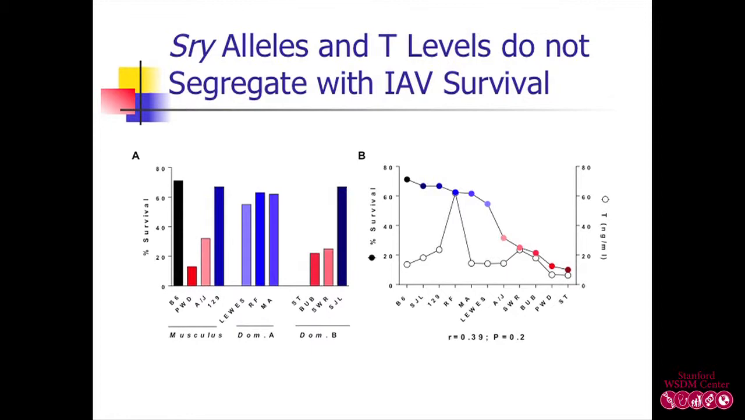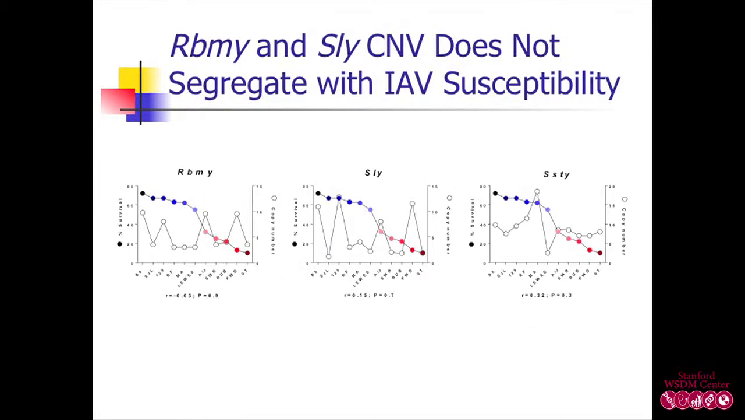Again, there was no correlation between SRY alleles and testosterone levels, so those aren't accounting for this difference we see in influenza. We then asked whether or not the multi-gene copy number variation in our 3 multi-genes correlated, and clearly there was no correlation with RBMY, no correlation with SLY, no correlation with SSTY. So you can already see that naturally occurring Y chromosome variation influences immune diseases or infectious disease phenotypes, but it does it very selectively. We don't know entirely what that means, but it could be that different copy number variations affect different phenotypes and, in fact, different cell types.